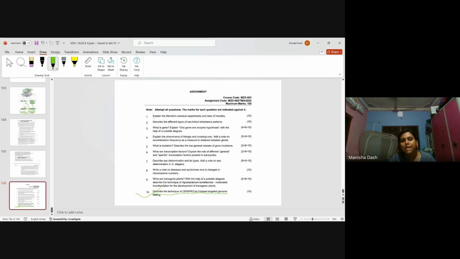Like that, for the other questions, most of the things I have already discussed, so you can just correlate and prepare your answer accordingly. Like here, if you observe, there are fractions. So what is gene? First you need to give a brief definition of what a gene is, then you explain the one gene one enzyme hypothesis along with a suitable diagram and labeling. So whenever there are fractions in the question, you must answer all the parts.